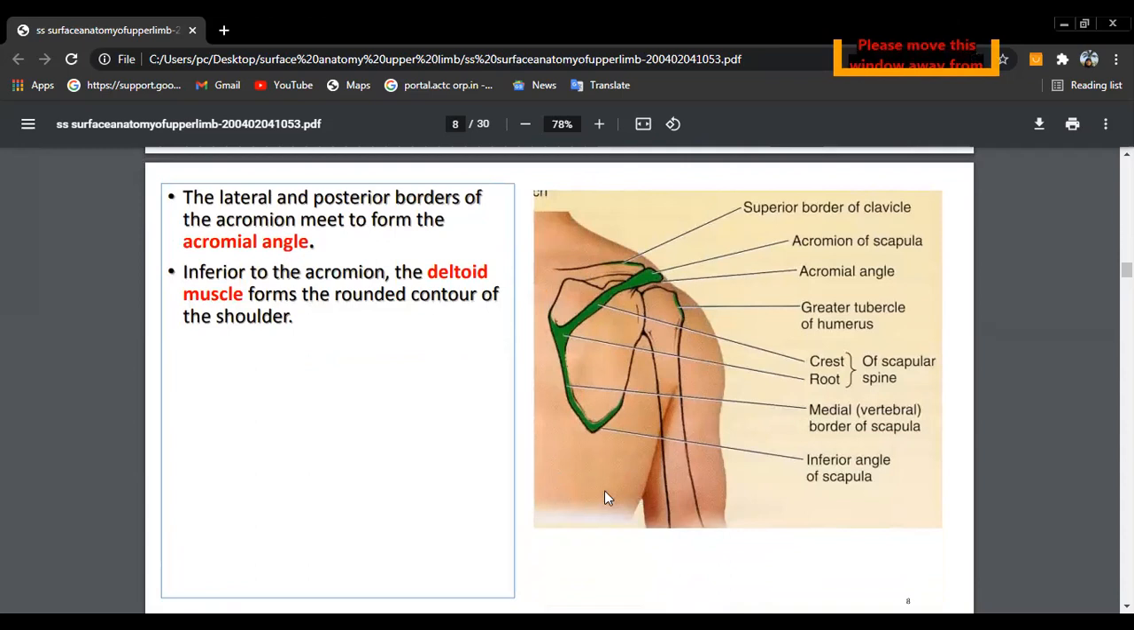This is the posterior aspect of the back. You can see the scapula is seen. This is the spine of the scapula. This is the acromion process. The clavicle is also visible, isn't it?